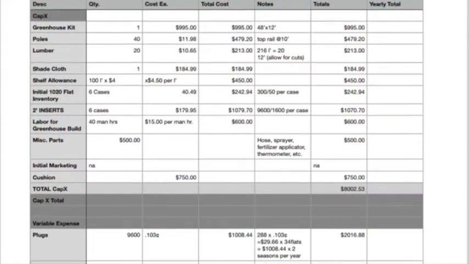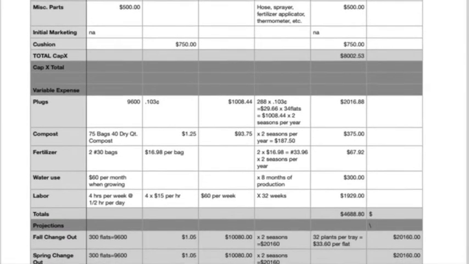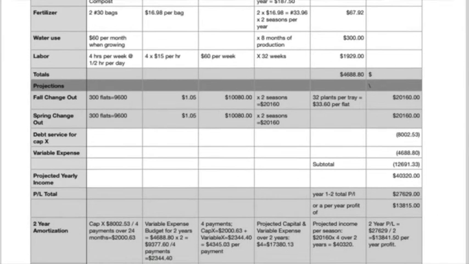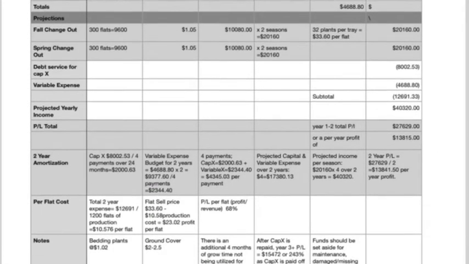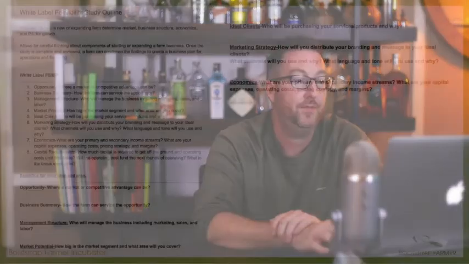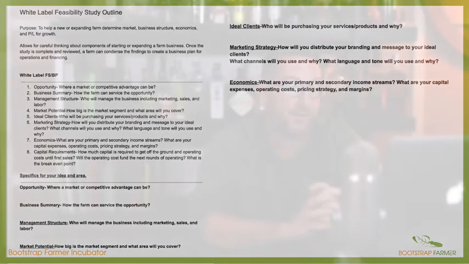This is our profit and loss worksheet, where we look at our capital expense, we look at our variable expenses, and then we start fleshing out our profit and loss. If we move on to the white label feasibility study, it gives a very brief outline of what we're asking you to do. It asks you the questions for you to fill out at your own pace and time as you do your own due diligence and market research. And then it moves on to the blank profit and loss.